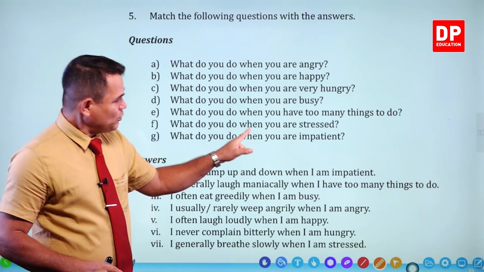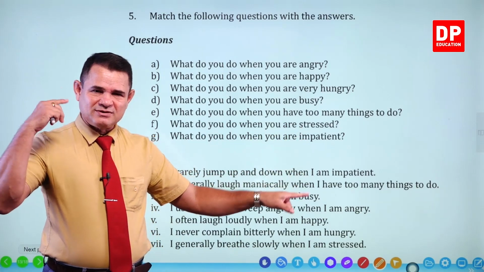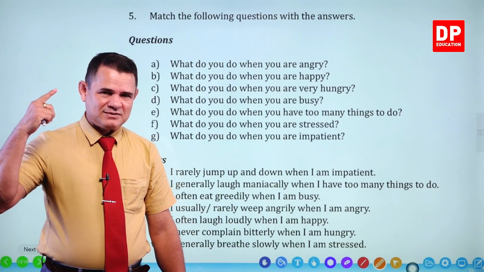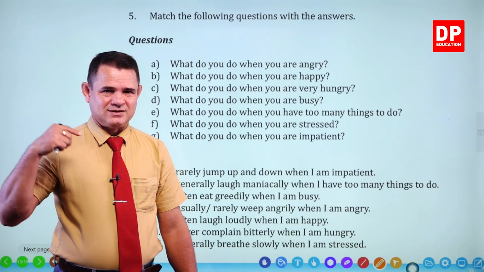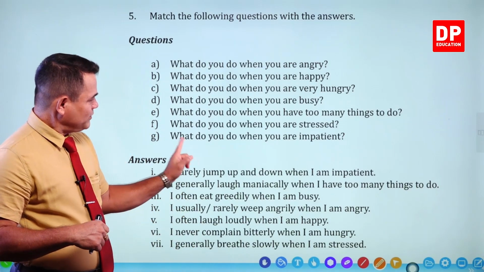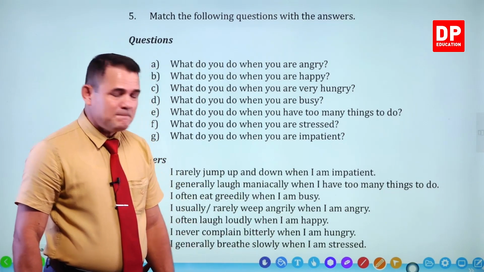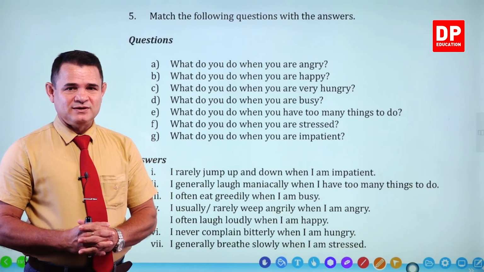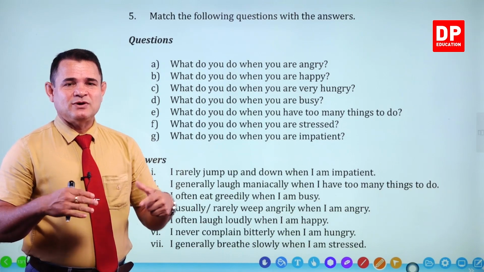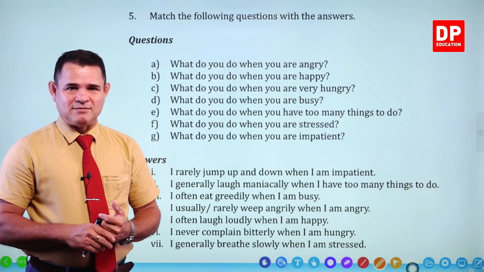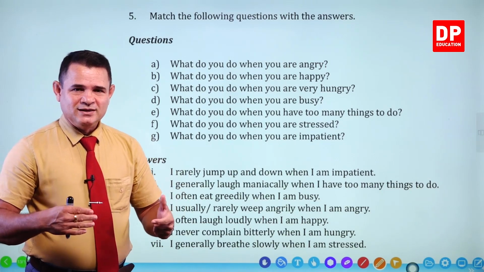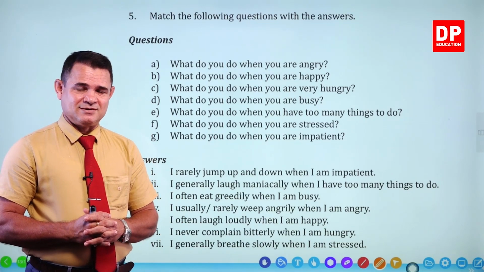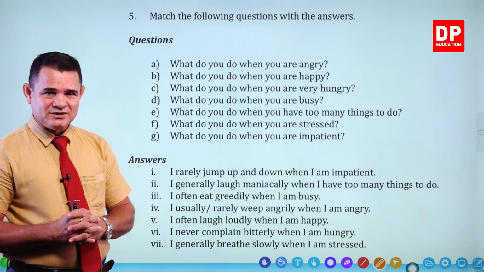What do you do when you are stressed? What do you do when you are impatient? Impatient means you are waiting for something to happen very soon. Right? Impatiently waiting.